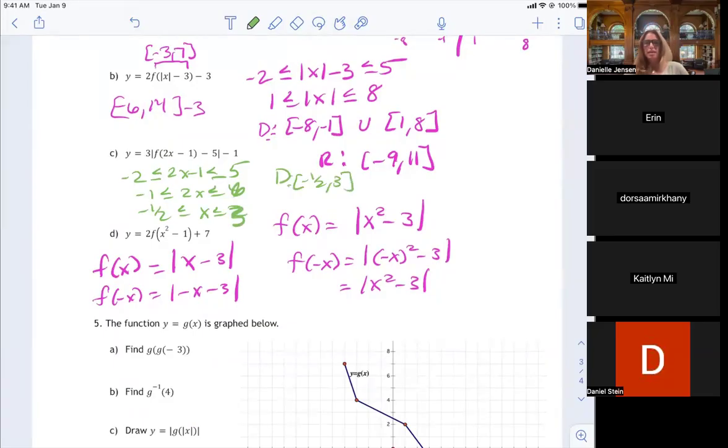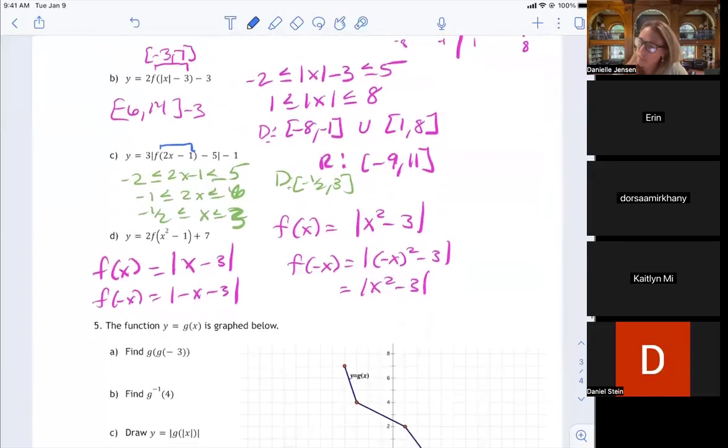Thank you. If I make a little mistake, let me know, please, before I get too far down the path. All right, so great. So negative 1/2 to 3. And now coming out of this function, what is the range? Negative 3 to 7.